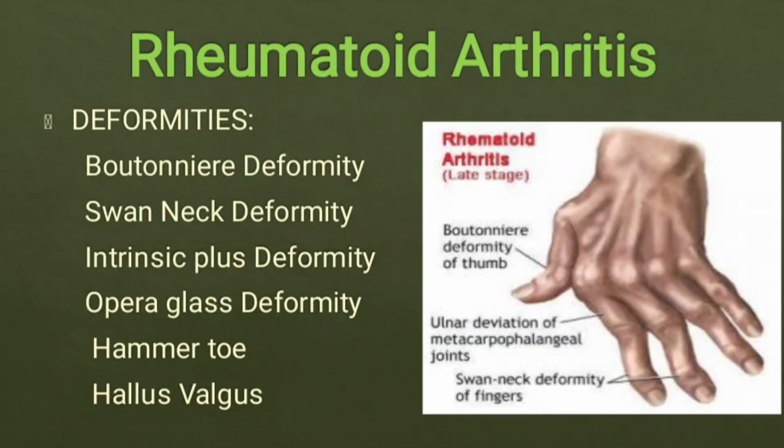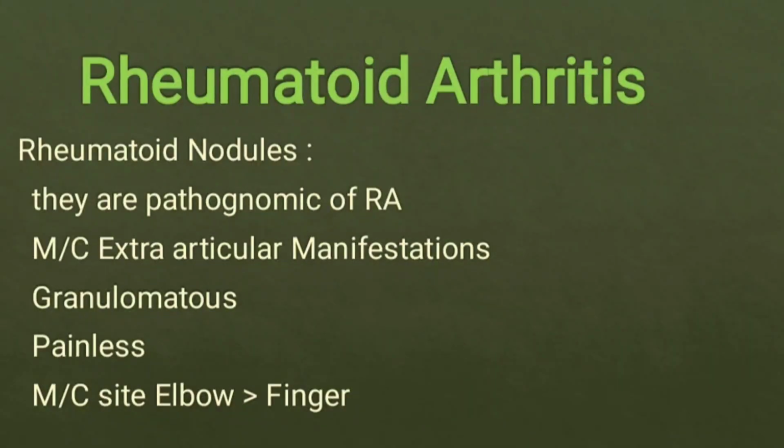The deformities which we see in rheumatoid arthritis are boutonniere deformity, swan neck deformity, Vaughan-Jackson deformity, intrinsic plus deformity, opera glass deformity, hammer toe, hallux valgus. We need to observe that the axial skeleton is completely spared in rheumatoid arthritis. And let's have a brief look at the extra-articular manifestations of rheumatoid arthritis.